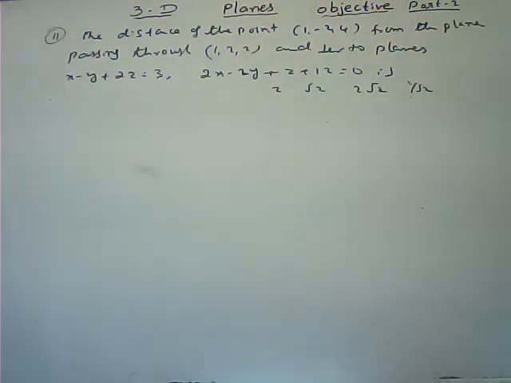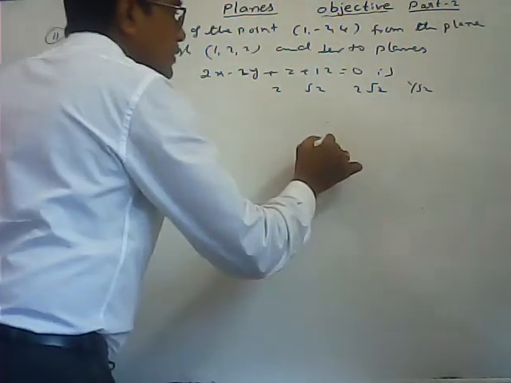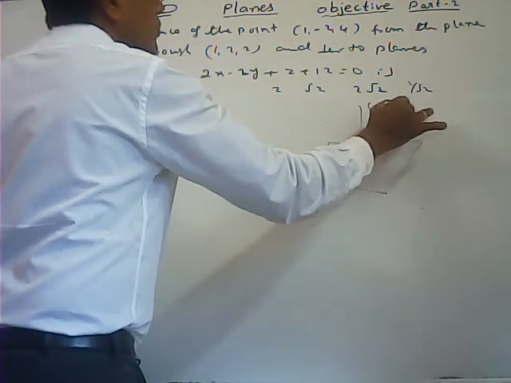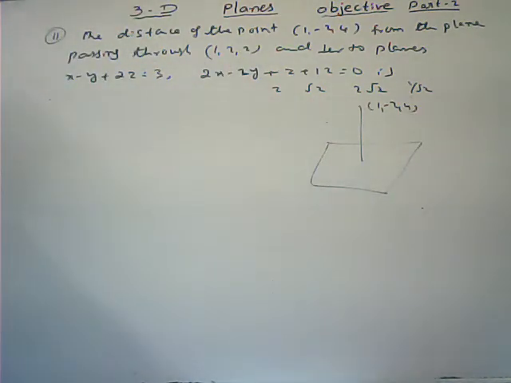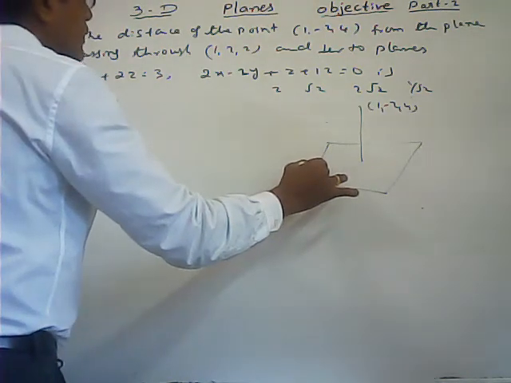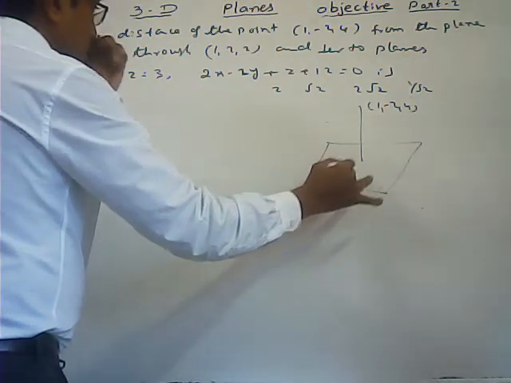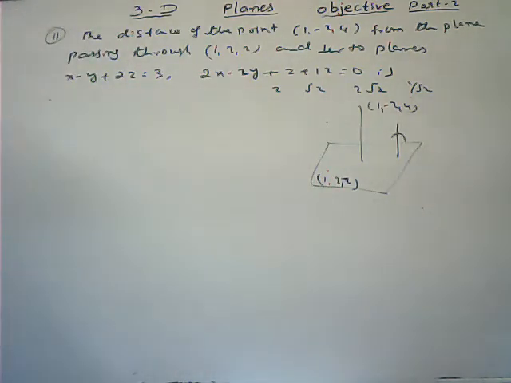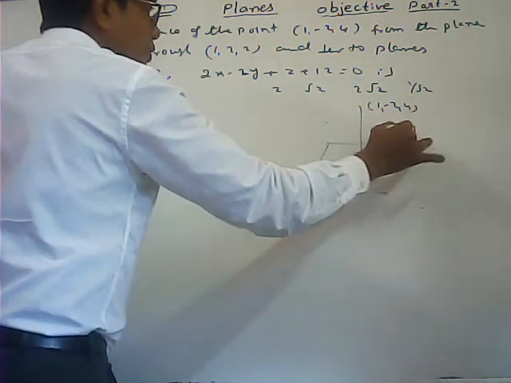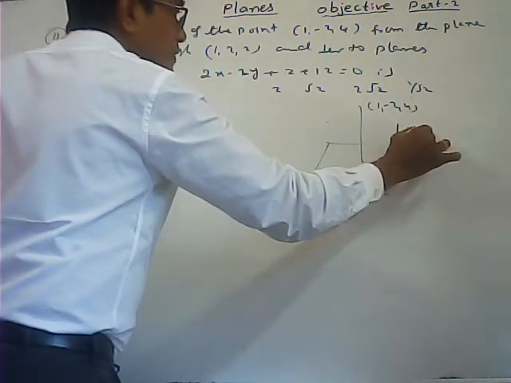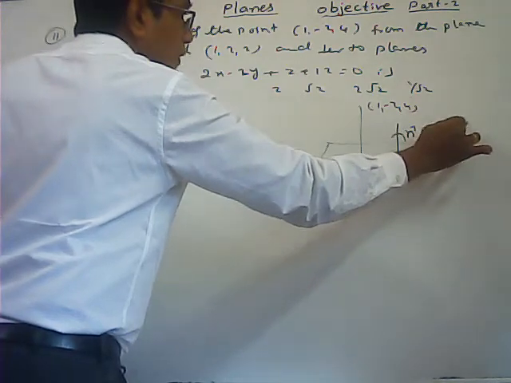The distance of the point (1, -2, 4) from the plane passing through... Here we want the distance from this point to the plane. The plane equation is not given directly, but the plane passes through the point (1, 2, 2), and the plane is perpendicular to both the planes. So n bar is perpendicular to the normals of the other two planes only. So n bar is equal to n1 bar cross n2 bar.